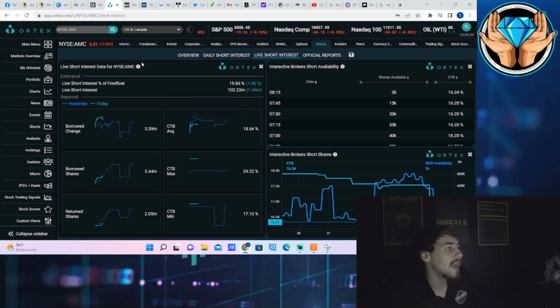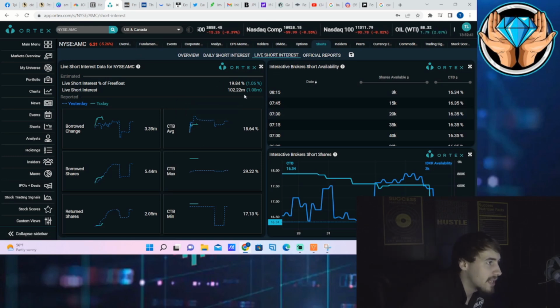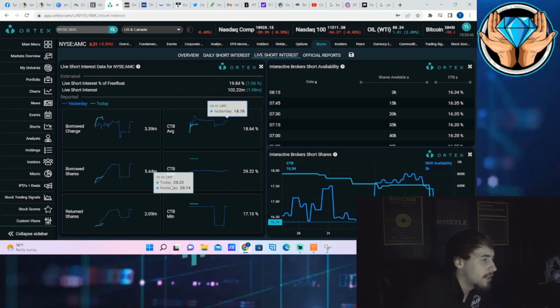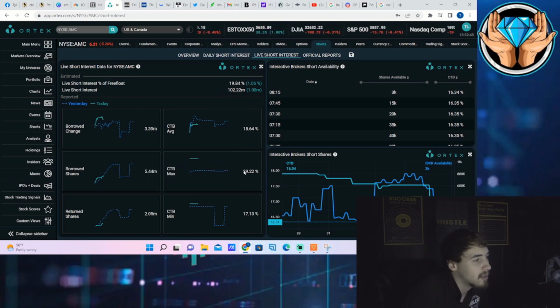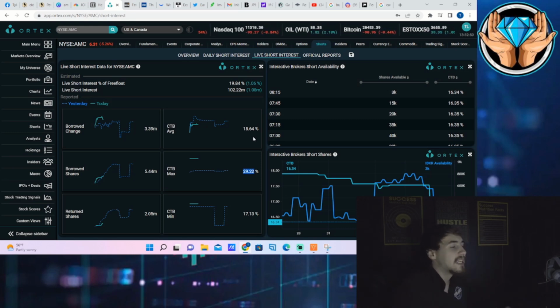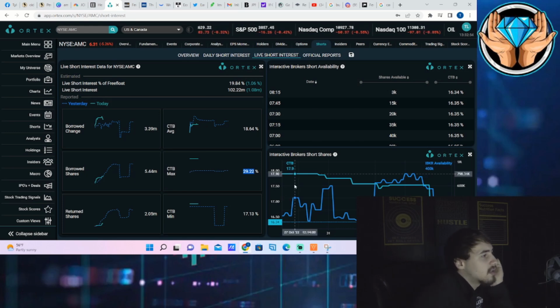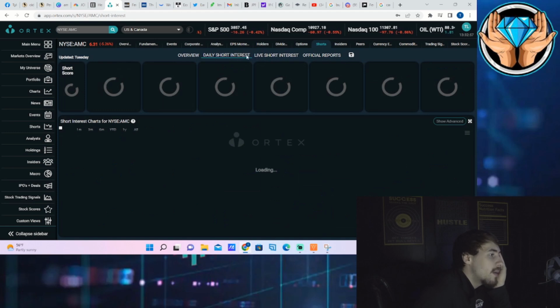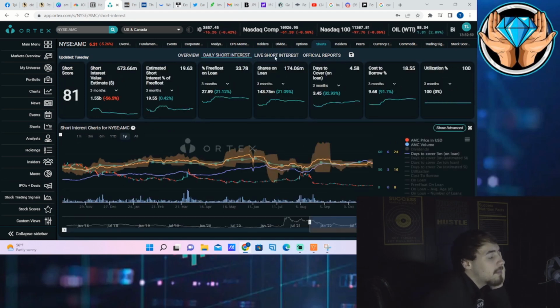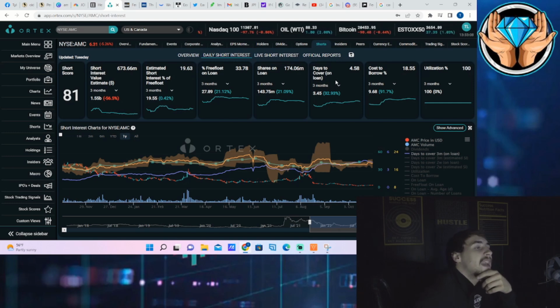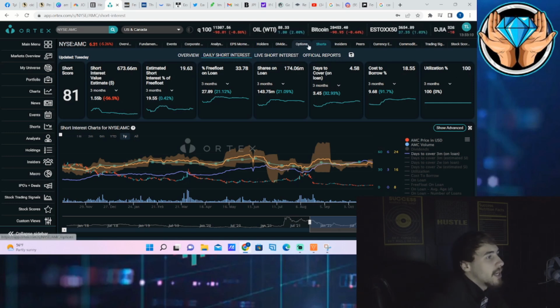Now, as far as AMC, it's down about 5% on the day, still looking at about a 20% short interest. The cost to borrow max is jumping up here today, at 29.22%, cost to borrow average at 18.5%, and cost to borrow minimum at 17.13%. So these cost-to-borrow numbers are going up a little bit here today, jumping up about 10% for the cost to borrow max. So I think that is pretty interesting. And as far as the free float on loan, that is at 34%. The days to cover is sitting at 4.58 and 100% share utilization.